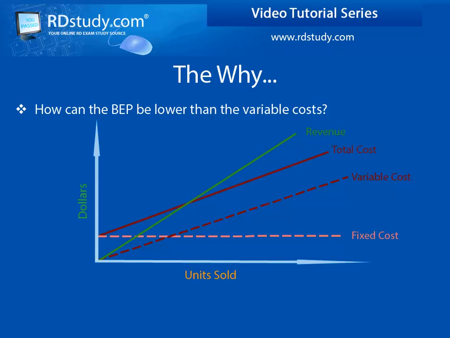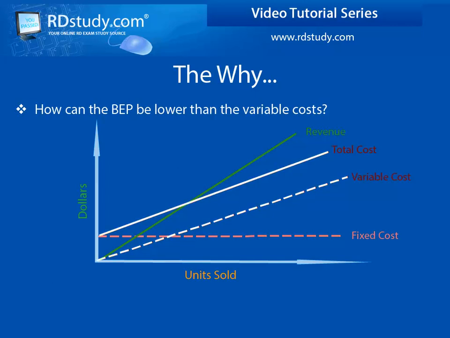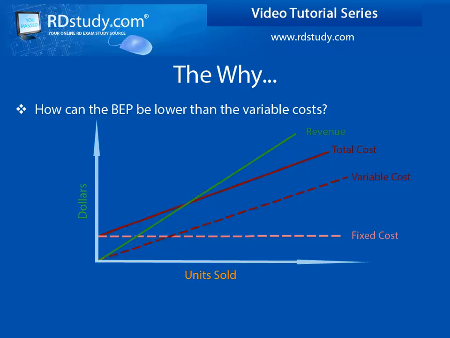Now, total costs. Total costs are fixed costs plus the variable costs. Fixed costs are included at the start point, and then any increase to total costs are due to the variable costs. This is why the total cost slope and the variable cost slope are the same. If this does not make sense, pause the video momentarily to think about it and replay the video if needed.